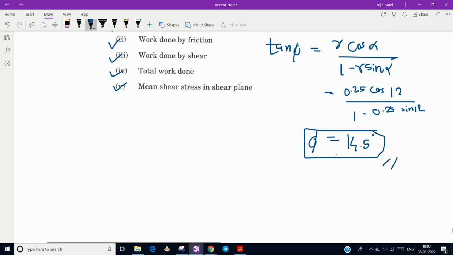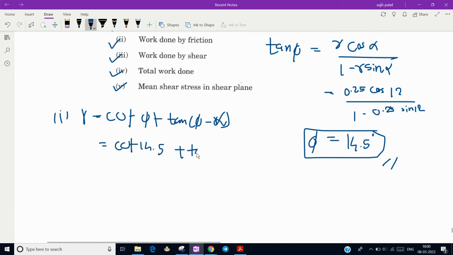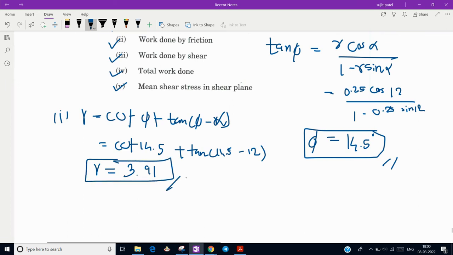Now you can find the shear strain. The first thing that we are going to find is shear strain, that is cot phi plus tan of phi minus alpha. Cot 14.5 plus tan of 14.5 minus 12. When you solve this in calculator, you will get shear strain gamma is 3.91. So this is the first answer that we got.